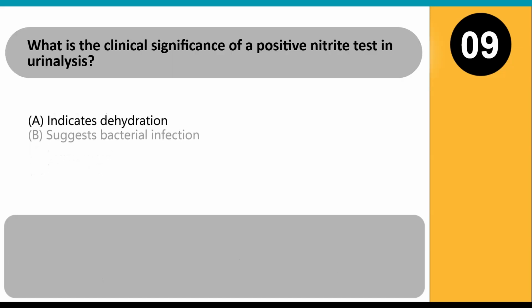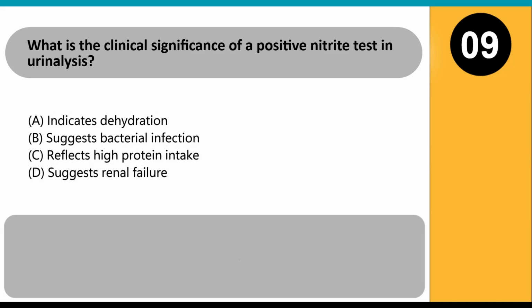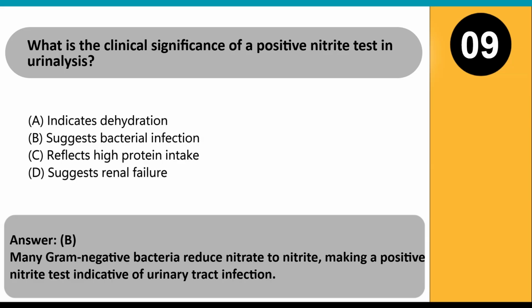What is the clinical significance of a positive nitrite test in urinalysis? A. Indicates dehydration. B. Suggests bacterial infection. C. Reflects high protein intake. D. Suggests renal failure. Answer B. Many gram-negative bacteria reduce nitrate to nitrite, making a positive nitrite test indicative of urinary tract infection.